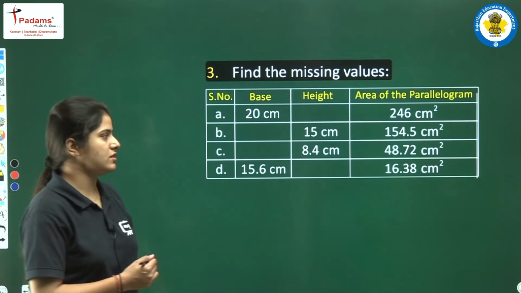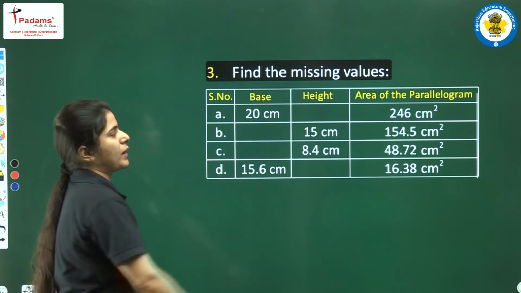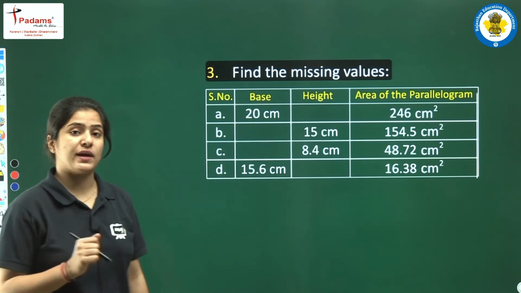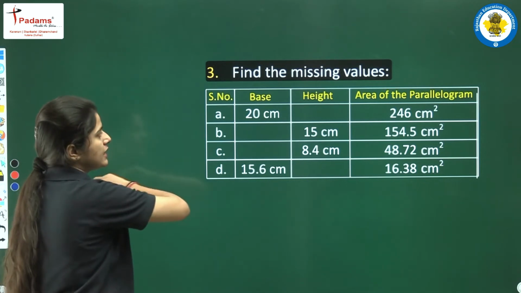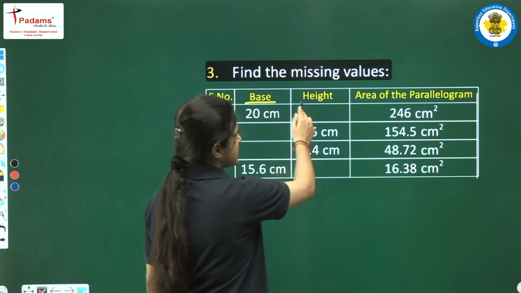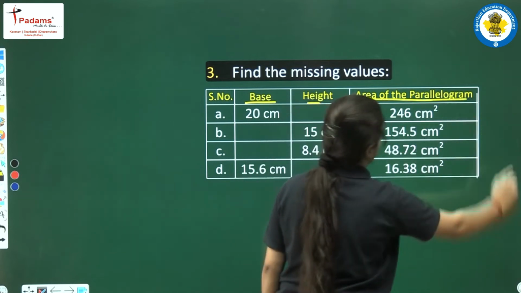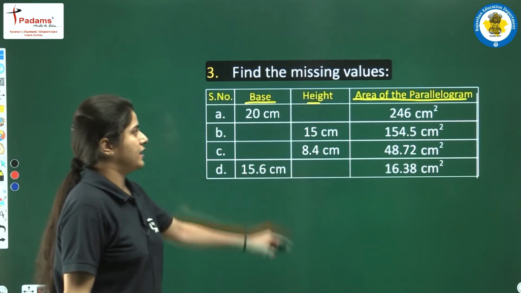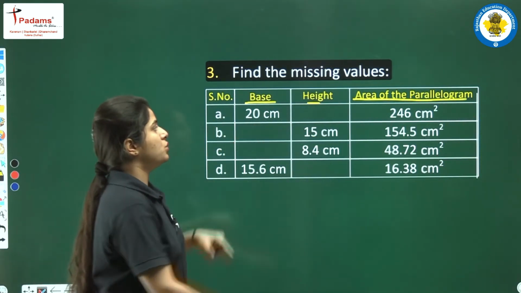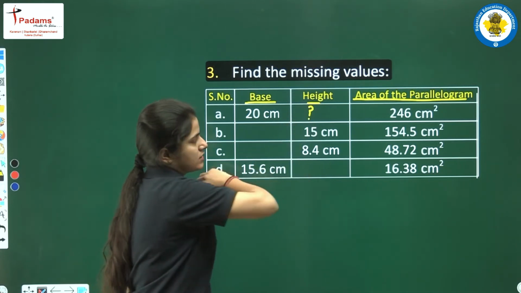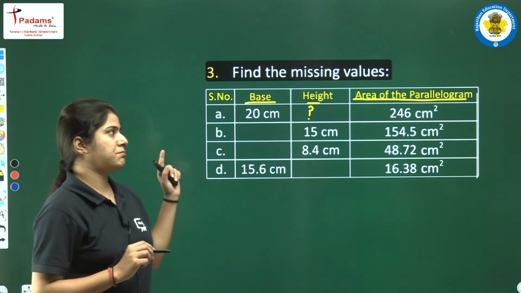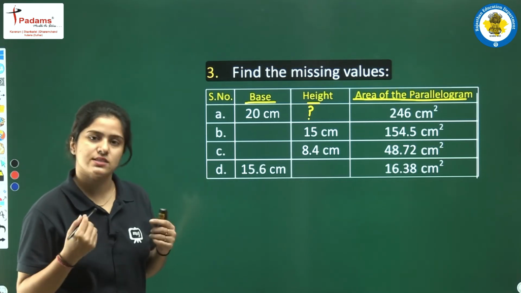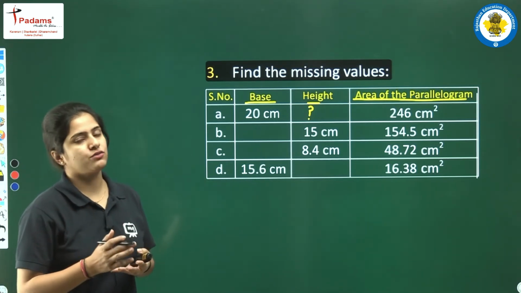Looking at the next question. Find the missing values. You have to find out the missing values of this particular table. Have a look. These are the serial number, these are base given to you, it is the height given to you, and these are the area of the parallelogram, right? In the first part, students, you're not given the value of the height, but you are given the base and the area. Okay, that is area of the parallelogram. Now you need to find out the height.